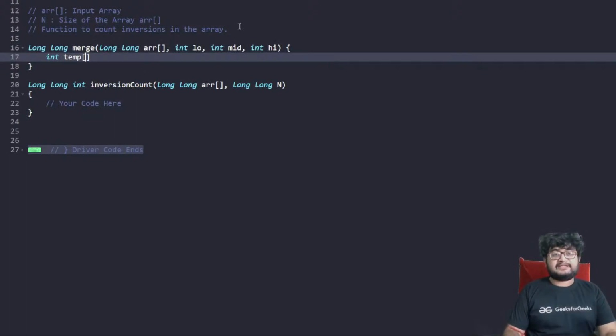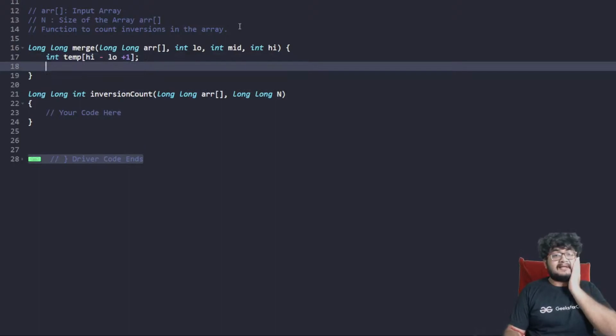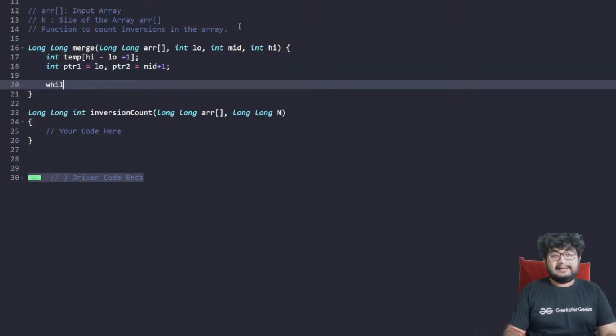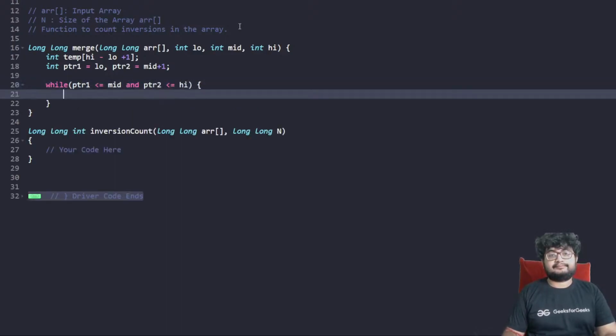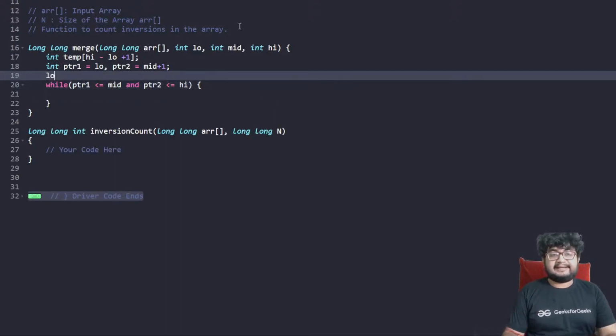So how do we do it? We first create a temporary array with the size high minus low plus 1. Okay. How do we do it then? We maintain the pointers. So ptr1 equals low, ptr2 equals mid plus 1. So while ptr1 is less than or equal to mid and ptr2 is less than or equal to high. Okay, and also we maintain the inversion count here. Inversion count equals 0.